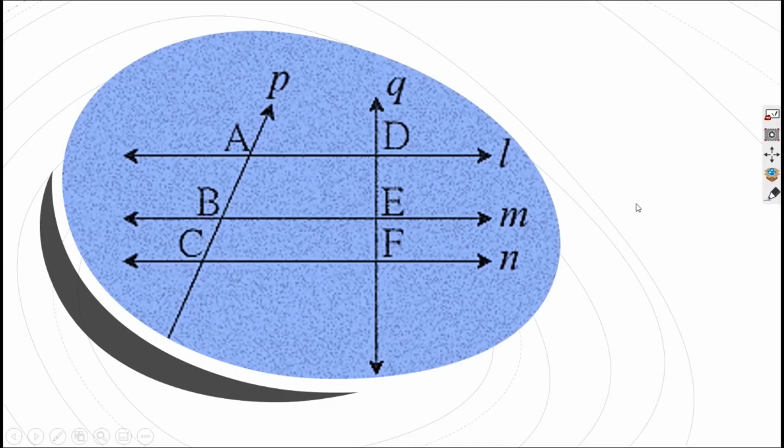I think you remember this particular figure which you have studied in the first chapter also, as well as in 9th standard. There are three parallel lines which are named L, M and N, and there are intersecting lines like P and Q, and there are intersecting points which you can see as A, B, C here, D, E, F here.